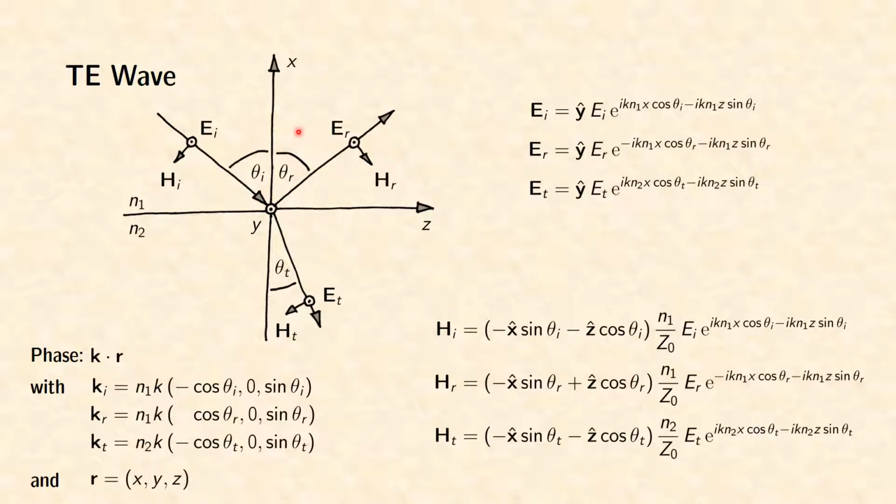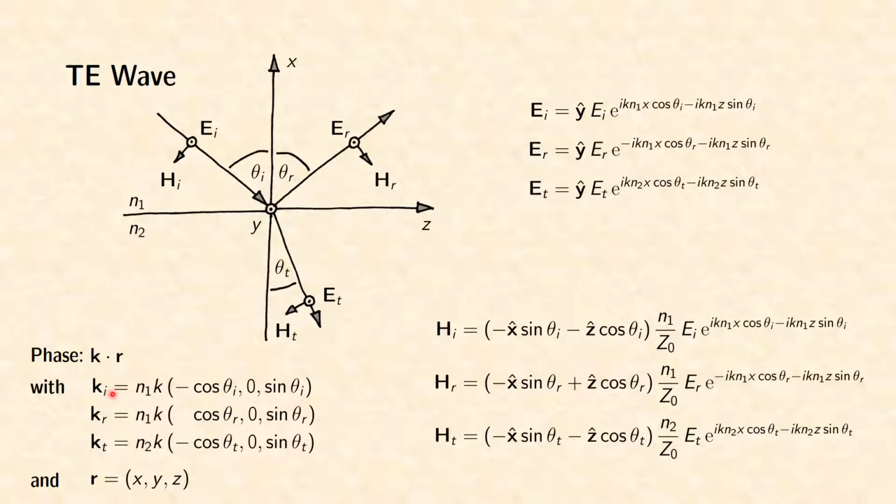This figure shows the definition of our coordinate system with x, y, and z axis. We define it in such a way that the material boundary is equivalent to the yz plane, and the incident wave vector as well as the reflected wave vector and the transmitted one is located in the xz plane. That means that the wave vectors look like that.